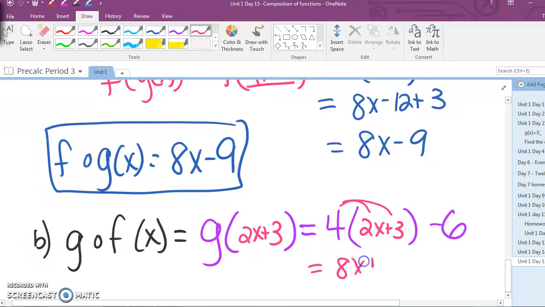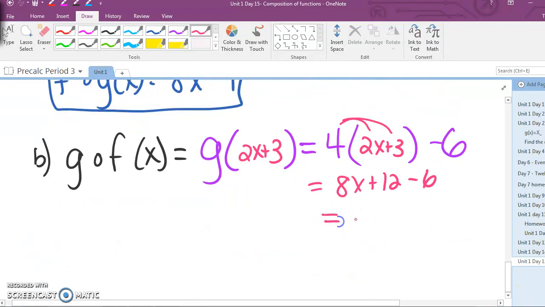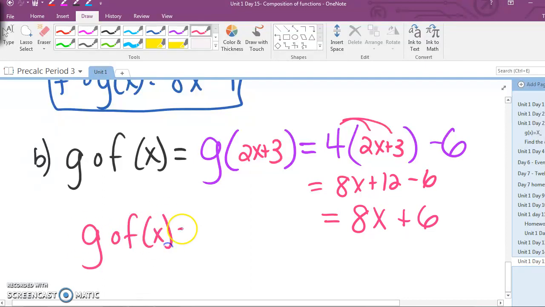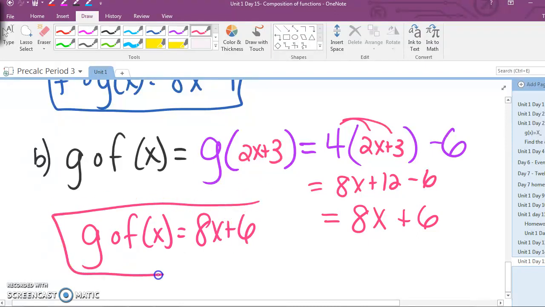I get 8x plus 12 minus 6, and then when I combine my like terms, I end up with 8x plus 6. So g of f of x in this case would be 8x plus 6. Okay, pause if you need to, rewind, whatever you need to do for your notes, and then try some practice.